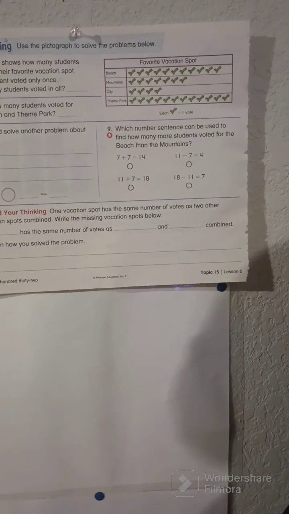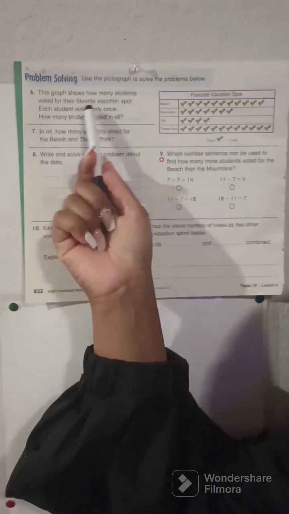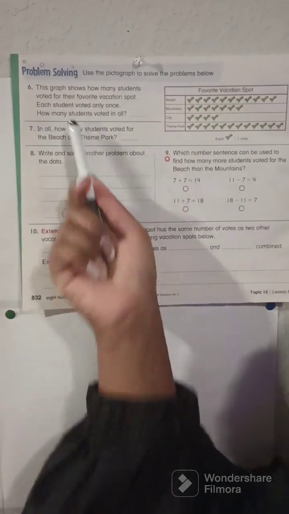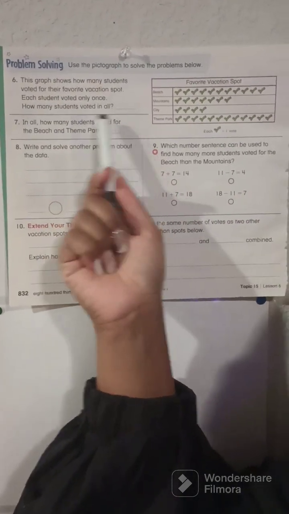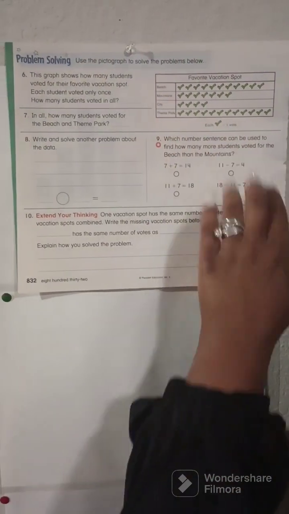Now, class, we're going to mix a little bit of problem solving in with our bar graphs. Number 6 says, this graph shows how many students voted for their favorite vacation spot. Each student voted only once. How many students voted in all? Now, let's look at the graph here.